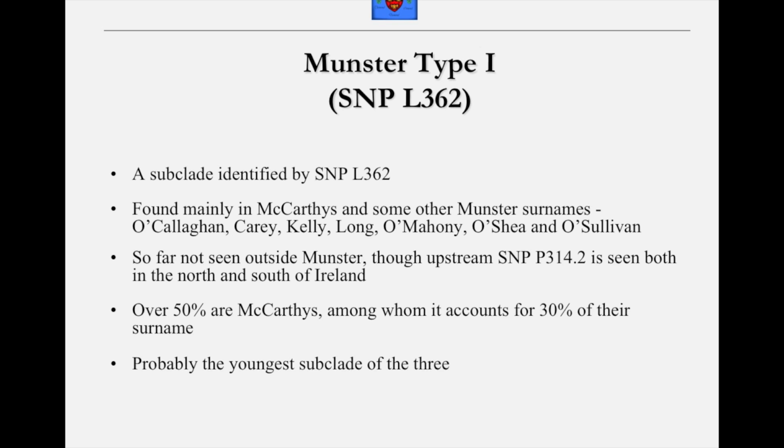There are other names associated with this. There are some O'Callaghans, not the main O'Callaghan name, but a small group of O'Callaghans. There's a Carey, a Kelly, a Long, which is another Eoghanacht name coming from O'Lonshig, an O'Mahony, an O'Shea or two, even though O'Sheas are normally found in a different group, and O'Sullivans. And so far, L362 has only been seen in Munster or with association with Munster origins.